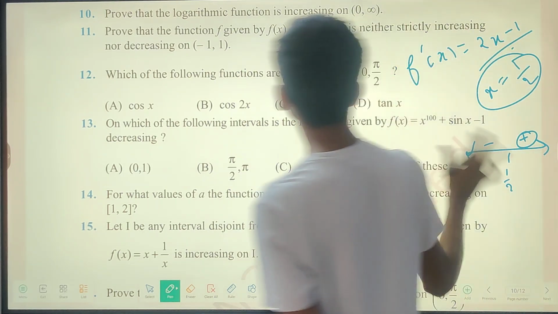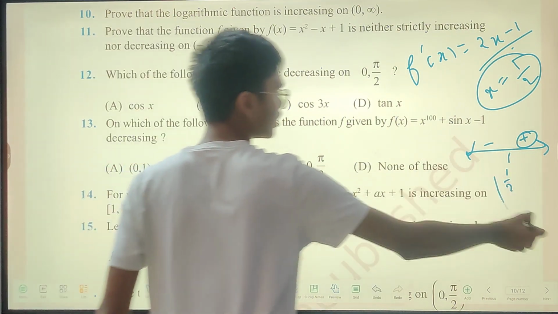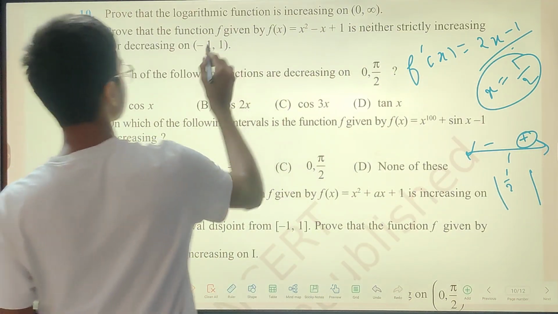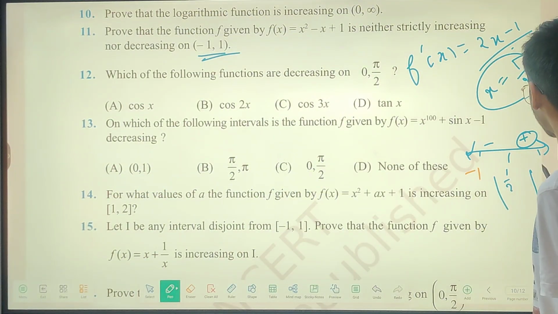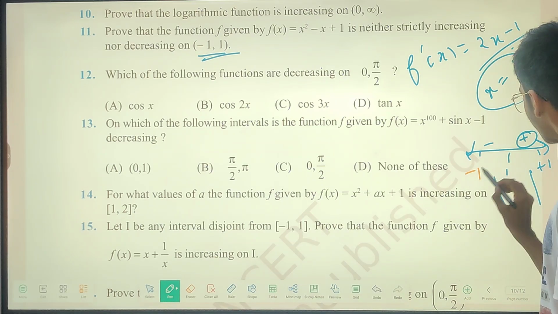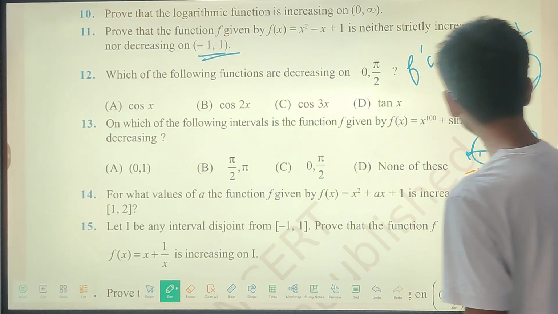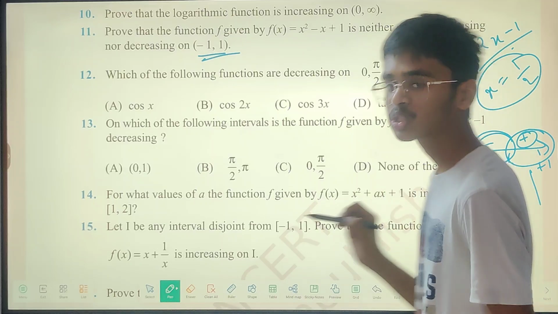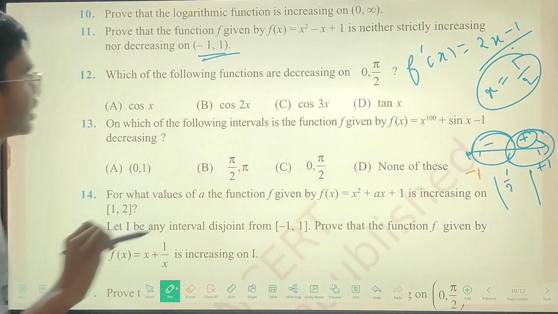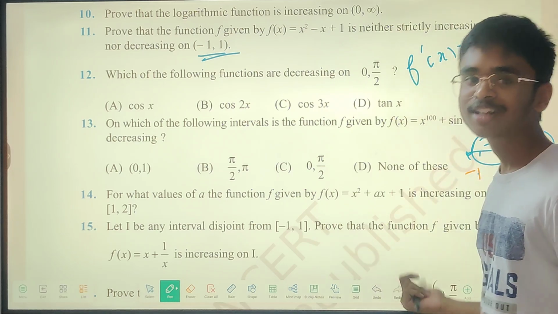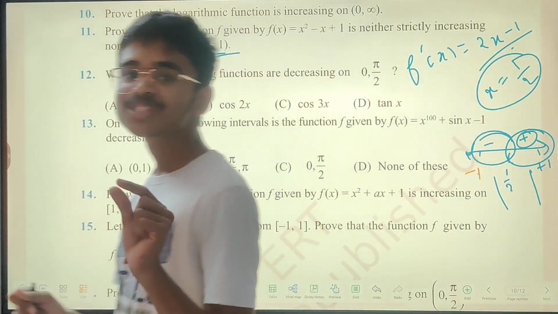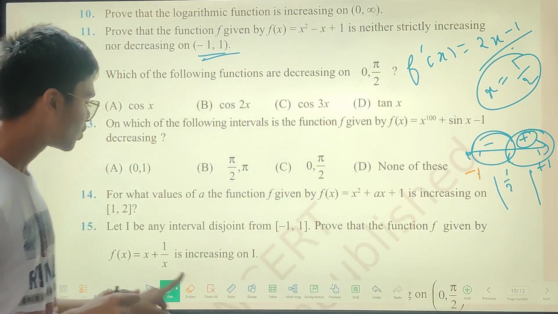So you can see that there is an oscillation. Here it is decreasing, here it is increasing, so there are two different behaviours. The interval given is minus 1 to plus 1. From minus 1 to 1 by 2, it is always decreasing. From 1 by 2 to 1, it is always increasing. So both increasing and decreasing are there. Hence it is neither increasing nor decreasing. That means it is not monotonic.